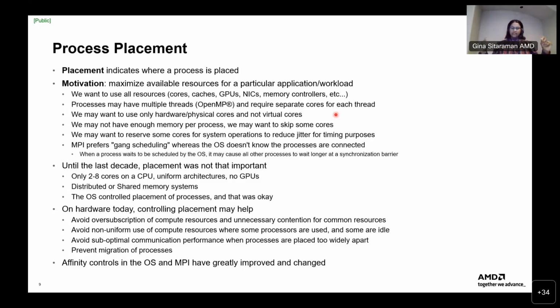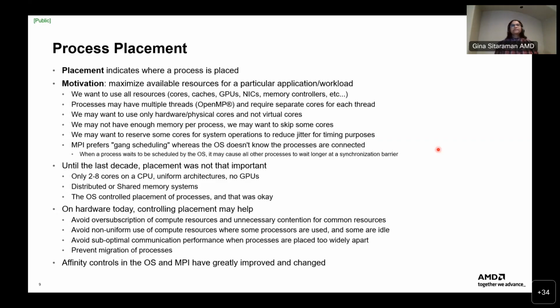Like in a NUMA domain, we have 16 cores. We may not want to run on all of them, perhaps. We may also want to reserve some cores for system operations, and that is done to reduce jitter for timing purposes and to reduce variability, like we just saw. So we're going to take a closer look at this particular thing in a little bit.